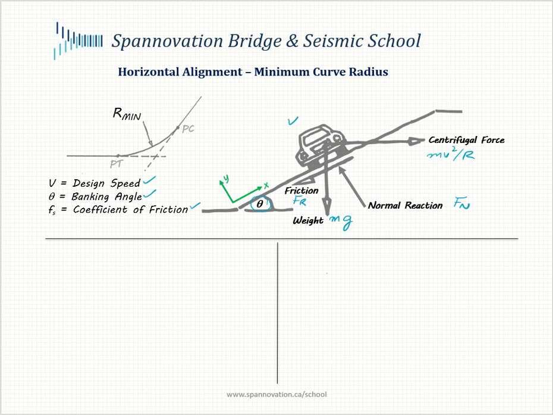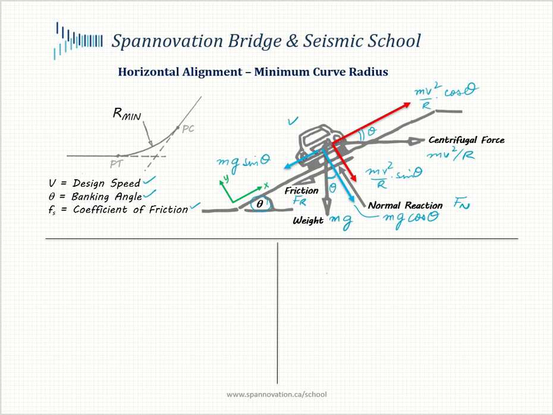Now let's resolve components of the centrifugal force and the weight in the x and y axes. The components of the centrifugal force, knowing that this angle is equal to the banking angle, would be mv square over r times cosine theta, and the other component would be the sine component. Similarly, for the weight of the vehicle, with angle theta equal to the banking angle, the component along the x direction would be mg sine theta, and the y direction component would be mg cos theta.